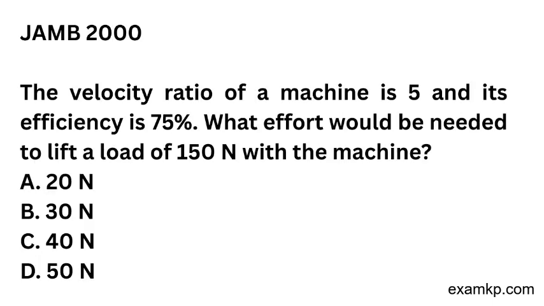Now, let's look at a JAMB question. These are usually faster. We have the VR, efficiency, and the load. We need the effort. The quickest way is to find the MA first. So MA equals efficiency times VR. That's 0.75 times 5, which gives us an MA of 3.75. Now we know MA is load divided by effort. So to find the effort, we just do load divided by MA. That's 150 divided by 3.75, which gives us our answer, 40 newtons. Done. That's how fast you need to be for JAMB.